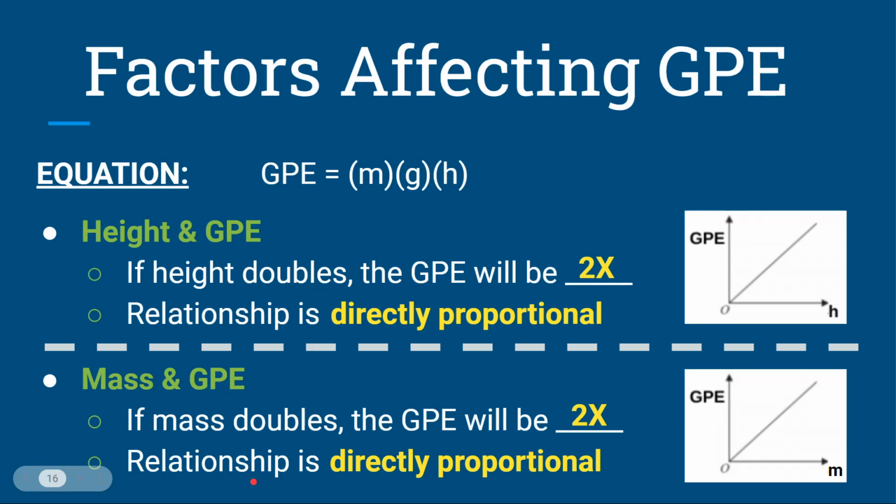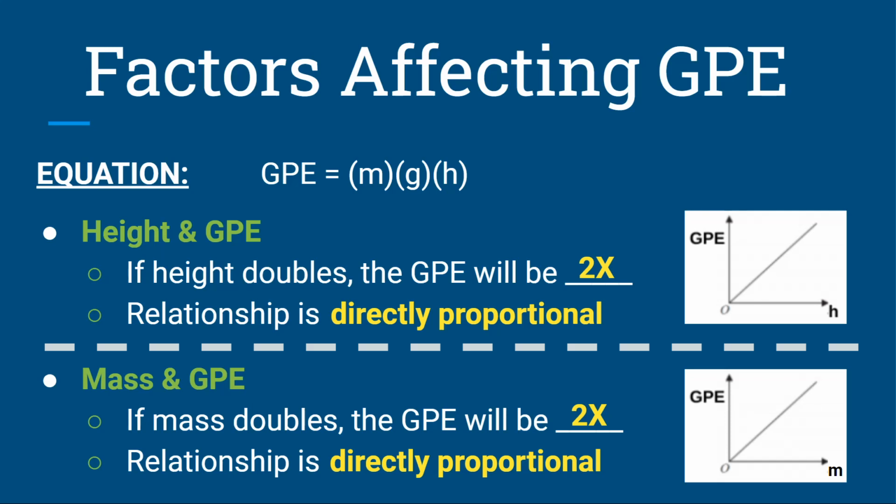So let's go ahead and take a look at the relationships between the variables. And again, this was the other warm-up question that you had: what's the relationship between height and GPE, and mass and GPE? So again, if you were to double height, you would double gravitational potential energy. They are directly proportional to one another. Same thing with mass. Doubling mass would double GPE.